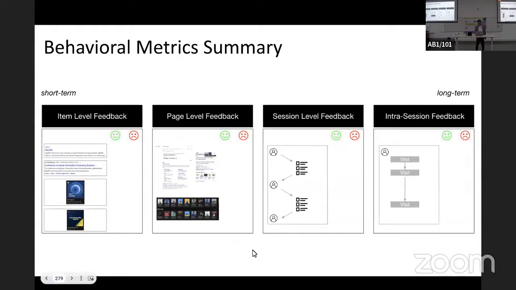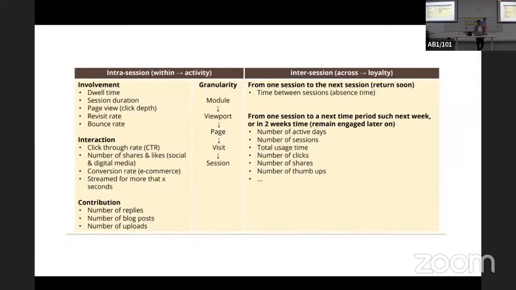An example of session level feedback is your dwell time, session length, right? Or the intersession is like your average return rate. Are you returning back next week? Are you a D7 retention user and all? So these are some metrics which we start looking at. And these are some examples, right? I mean, session level is dwell time, session length, revisit rate, bounce rate. Bounce rate is abandonment.